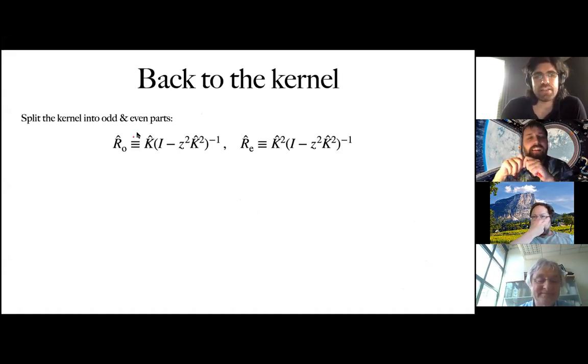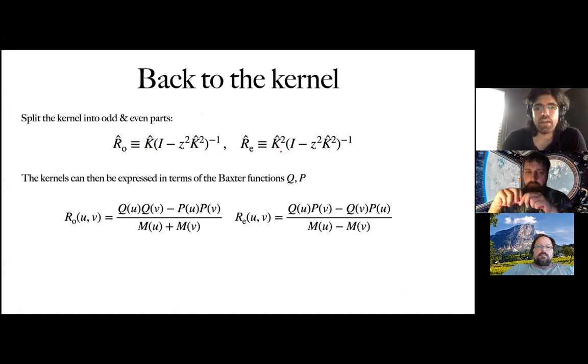I will conveniently split the kernel into odd powers and even powers. If I expand this in Z, I will get odd powers of K here, and here I will get even powers of K. Now, the nice thing is that I can express R_O, which is the kernel of this piece, and R_E, which is the kernel of this piece, in terms of Q and P, just by using the previous formula. It just follows from the definition.